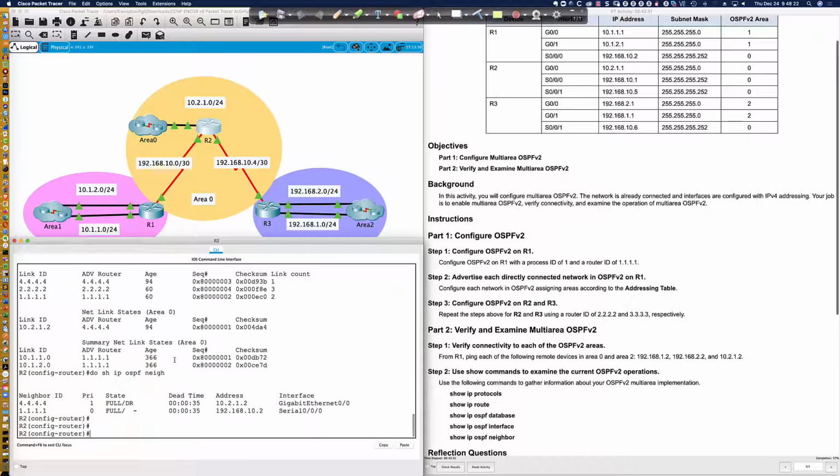So let's now go ahead and say show IP OSPF database. So we've got these new guys right here, right? Summary net link states that I'm seeing here in area 0. And these should look rather familiar to you.